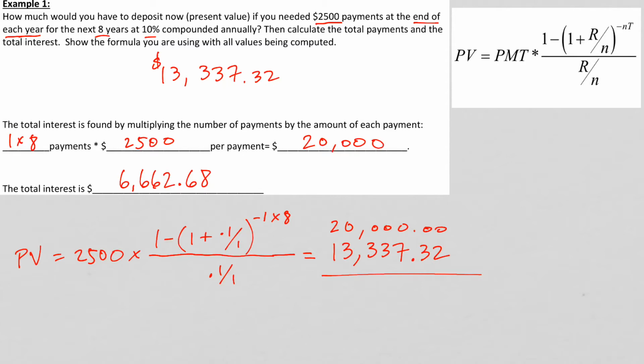All right. So in other words, we would deposit $13,000 into the account now. Over the next 8 years, we take out $2,500 a year. And then at the end of the 8 years, we would have extracted all the money from the account. But we would have taken out $20,000, which is $6,000 more than we actually put into it, because we're making interest along the way from the money that remains in the account.